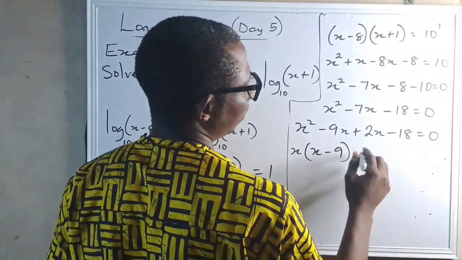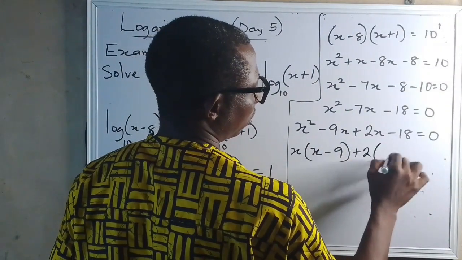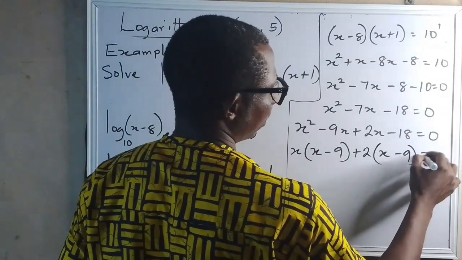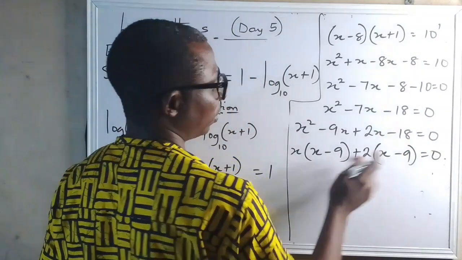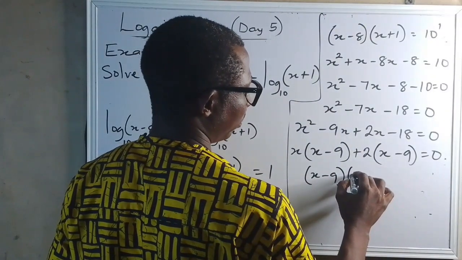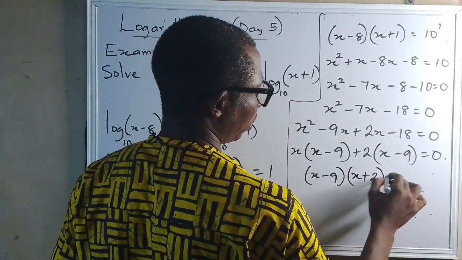So the common factor here is 2. All right, when you divide this by 2, you have x. Divide this by 2, you have minus 9 equals 0. So the common factor here is x minus 9, x plus 2 equals 0.